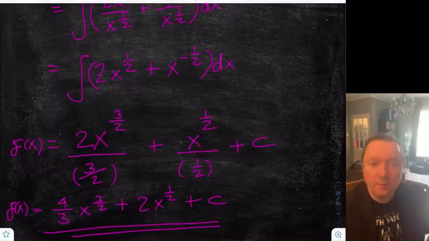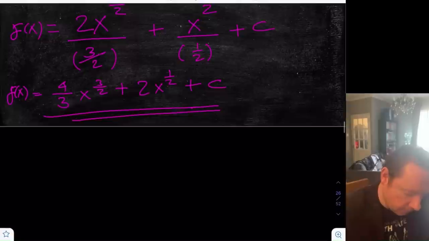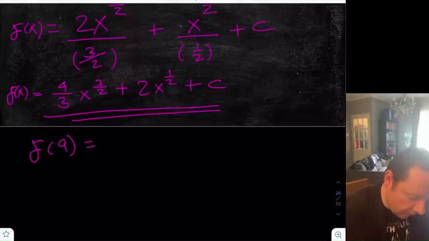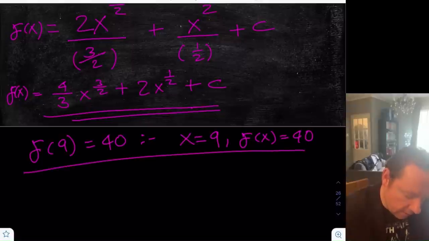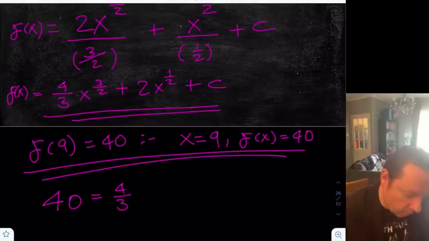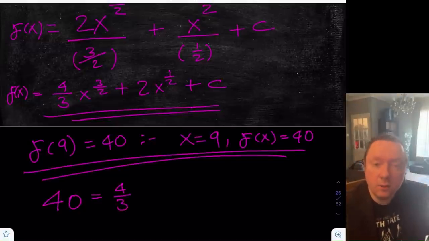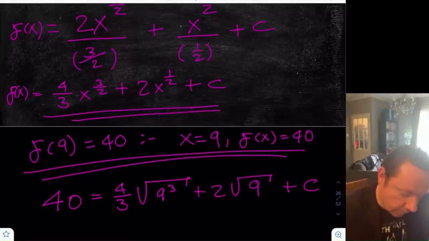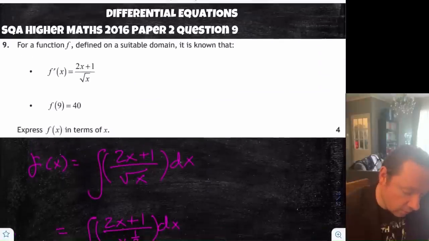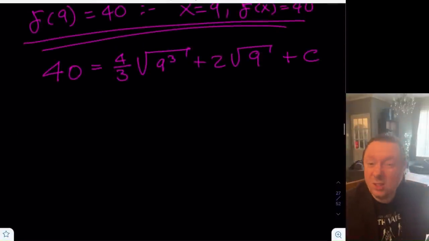So there's our initial point, but then we need to find c because we're given some information. So we know that f of 9 equals 40. So in other words, that tells us that when x equals 9, f of x or y equals 40, we can just sub that in. So we get 40 for f of x equals 4 over 3. Now I'm going to change the x to the 3 halves to the square root of x cubed. So the square root of 9 cubed and plus 2 times the square root of 9 plus c. Because this is actually a calculator paper, but you can do it with a calculator anyway.